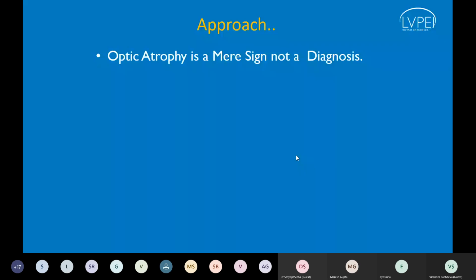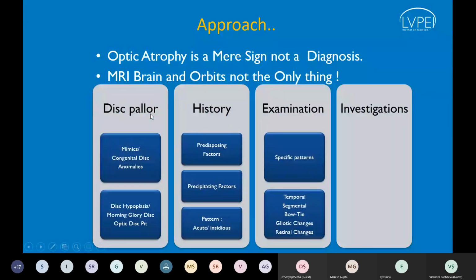So how do you approach? Keep in mind that optic atrophy is not a final diagnosis. It's a sign that you are going to evaluate. We should not obtain MRI brain and orbits as the first thing. Look carefully whether there is disc pallor or it's a congenital optic disc anomaly. If there is an optic disc anomaly, then we are looking at something else which could be part of a systemic syndrome. If not, we are looking at a patient with optic atrophy.